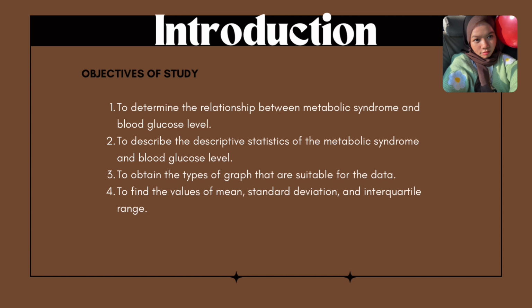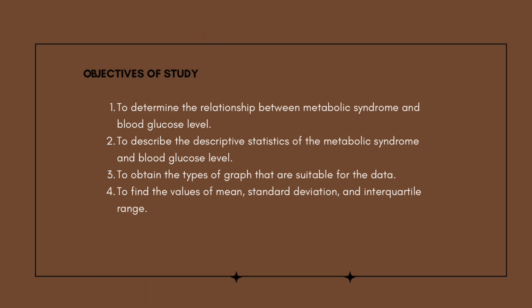Next is the objectives of the study. First is to determine the relationship between metabolic syndrome and blood glucose level. Second is to describe the descriptive statistics of the metabolic syndrome and blood glucose level. Third is to obtain the type of graph that is suitable for the data. And fourth is to find the values of mean, standard deviation, and interquartile range.